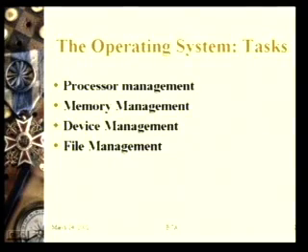Now what can be an example of an operating system? Unix is an example of a good operating system. Linux is an example of another good operating system. Windows NT is another example, and Windows 95 and Windows 2000 are examples of operating systems. Now what does an operating system do? There are four basic tasks: processor management, memory management, device management, and file management.